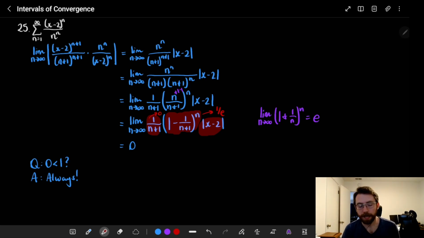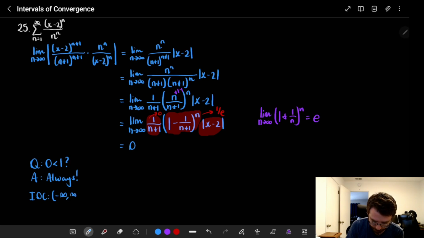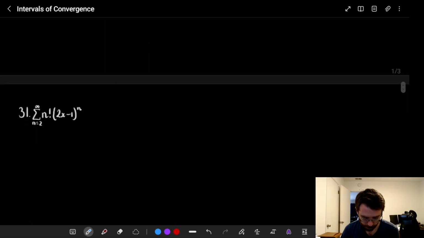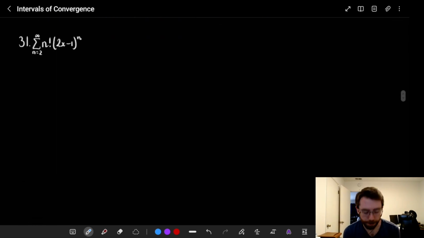Right? The fact that we had an n plus 1 on the bottom of that fraction when we were taking the limit means x could be huge, the limit's still going to go to 0, and so the interval of convergence here, well, any value of x works. So you would say negative infinity to positive infinity. And you would say the radius is infinite, the radius of convergence. Cool. Let's continue to number 31.